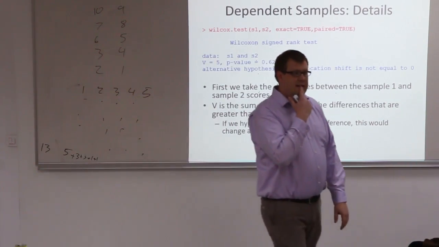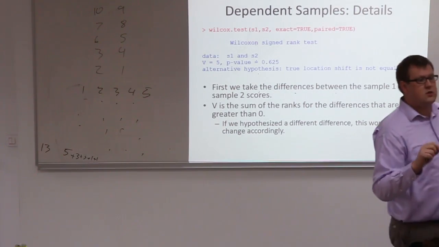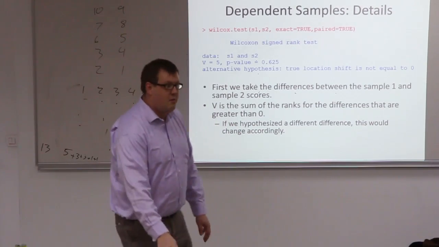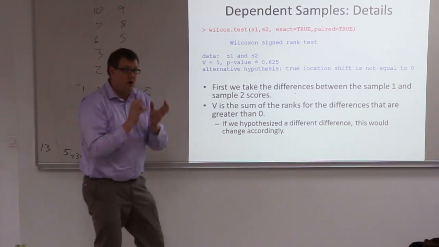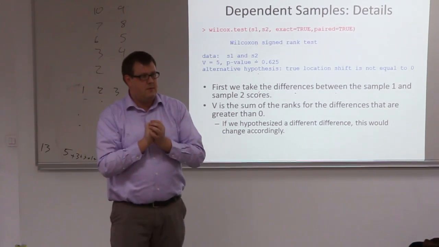Yes? What are we comparing V to? So V here again is going to be the sum of the positive scores, just like the sum for without the mu specified. This is for a null hypothesis that there is no difference, right?